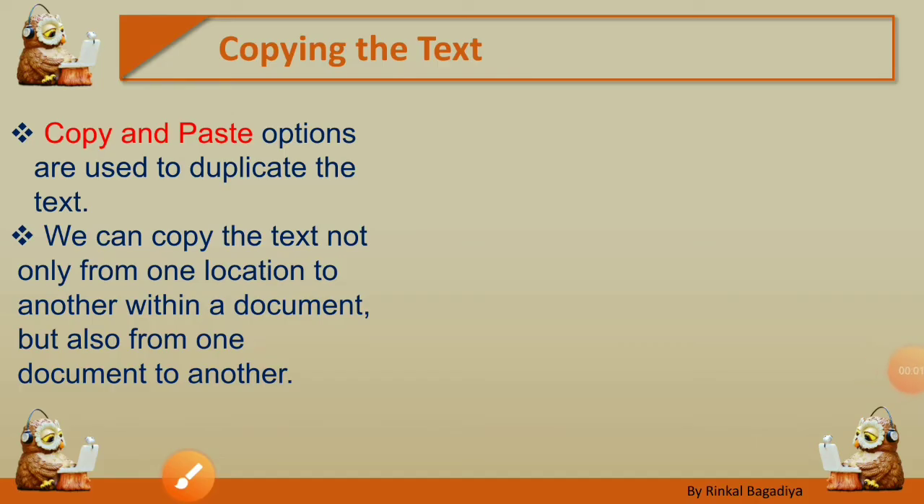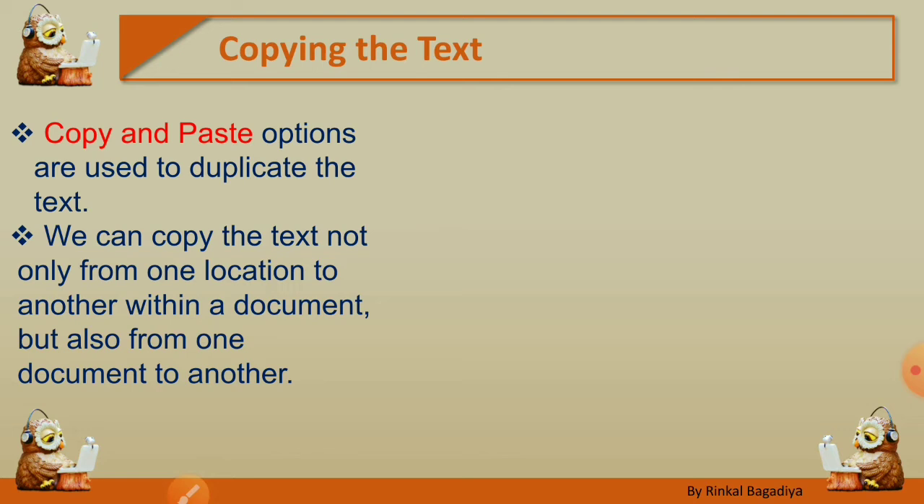Children, our next topic is copying the text. Copy and paste options are used to duplicate the text. It means copying the text to make another copy of our text, and make two.